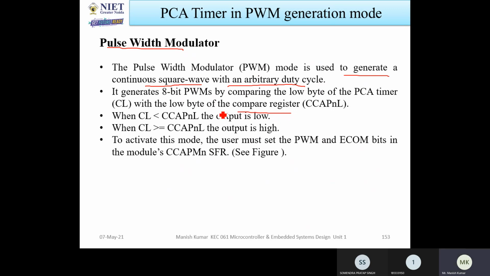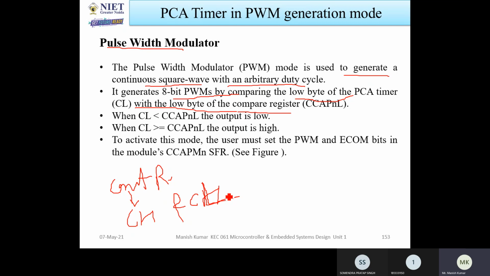Let us see the 8-bit PWM, by comparing the low byte of the PCA timer with the low byte of the compare register. Now what will happen? One is called the count register. ठीक है, टाइमर के लिए क्या होता है? काउंट रजिस्टर्स. काउंट रजिस्टर्स is of 16 bit. सो इसको हम क्या करते हैं? Divide by CH and CL. So we can say count register's higher byte and count register's lower byte.